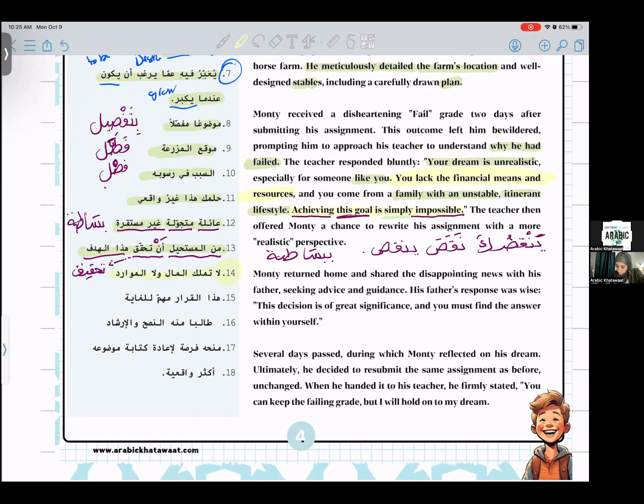So Monty returned home and shared the disappointing news with his father, seeking advice and guidance. His father's response was wise. This decision is of great significance. هذا القرار مهم للغاية. I found my sentence. طالبا منه النصح والإرشاد. Seeking advice and guidance. Here is my other sentence. And منحه فرصة لإعادة كتابة موضوعه.